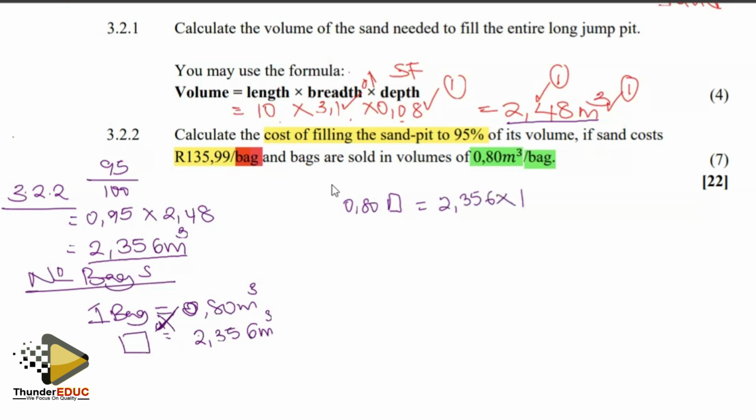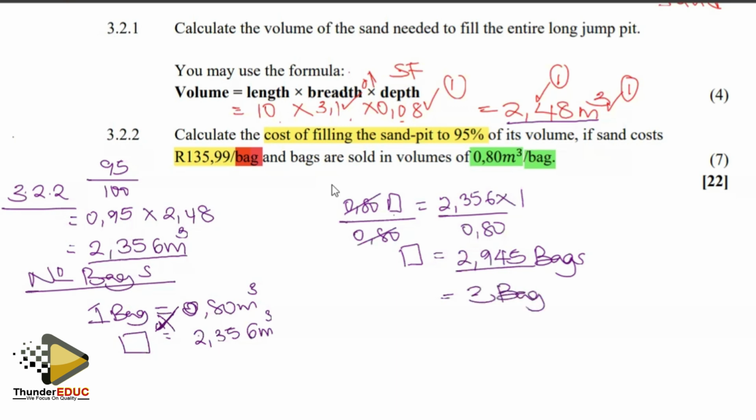Times 1. So I'm looking for this box. I will need to divide through by this. This goes with that. So the box is that much. So we divide this by 0.8. This is 2.945. Remember, these are what? These are bags. Now, we shall not buy half a bag. They need to be full bags. So this makes it three bags.